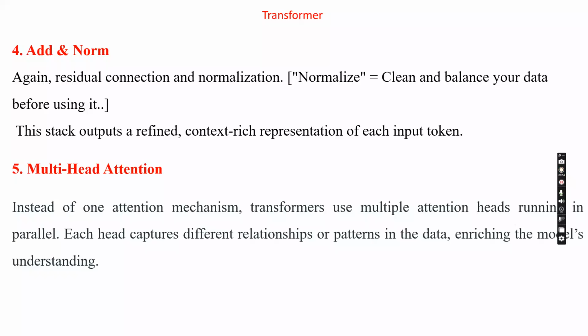After this comes multi-head attention. Instead of using only one attention mechanism, the transformer uses several attention heads running in parallel. Each head focuses on different relationships between words. Some heads learn grammatical relationships, while others learn semantic meaning. This enables the model to understand language much more effectively.